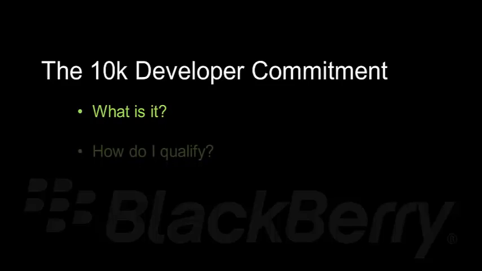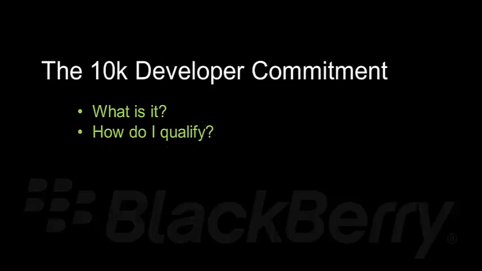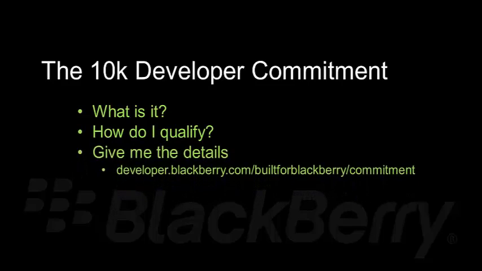The 10K developer commitment. What is it? Basically, it's a cushion. It's an insurance policy that RIM is telling you that you will make at least $10,000 in the first year, or we'll pay the difference. How do you qualify? You need to develop a qualifying application. You need it to pass the App World testing, and you need it to pass the Built for BlackBerry testing. You also have certain conditions around it, like you need to generate $1,000 in revenue within the first year. You need to have at least 100 unique downloads. And there's some other conditions.